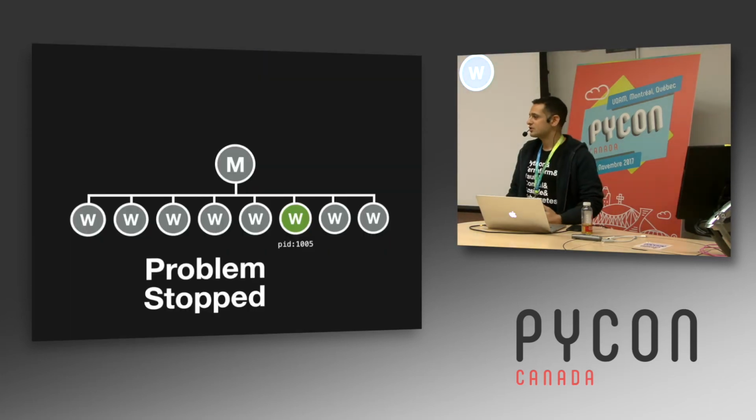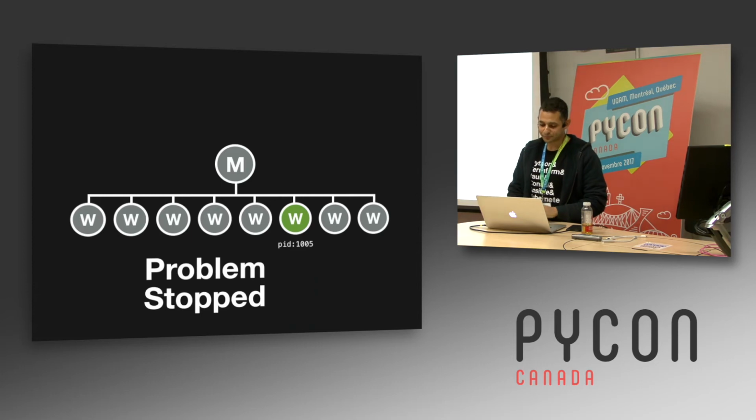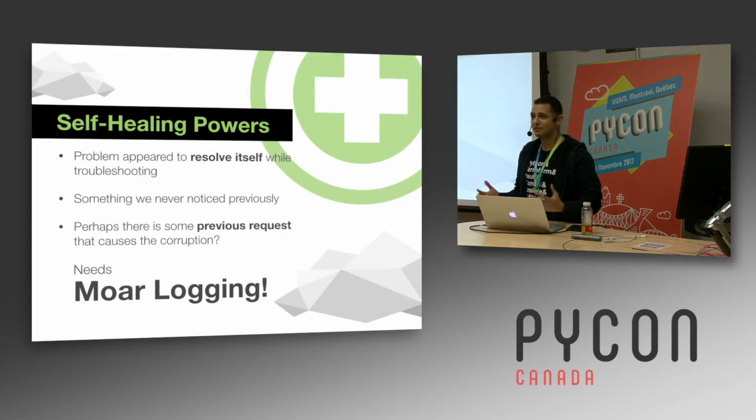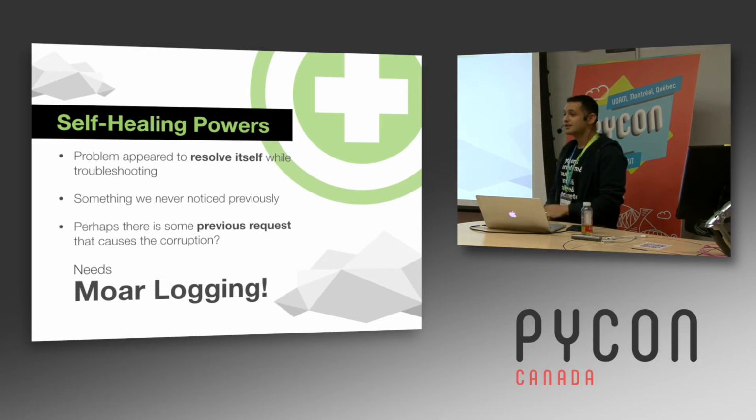And then the problem just stopped on its own. It stopped. During this whole time, our app seemed to have self-healing powers. It resolved itself, and it's something that we actually never noticed previously. In all the previous times that it occurred, we would add some logging, and we'd restart the system, and it would be pretty quick to respond.